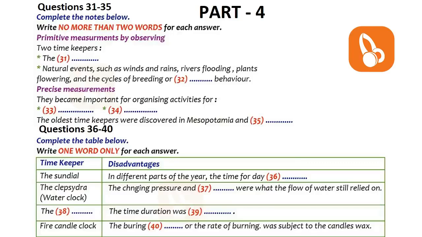Originally, they were used as a measurement for periods of time like lamps or candles, but as clocks became more accurate, they were calibrated to measure specific periods of time. The drawback, however, as you can imagine, was the limited length of time they could measure. The last timekeeper to be introduced is the fire candle clock.